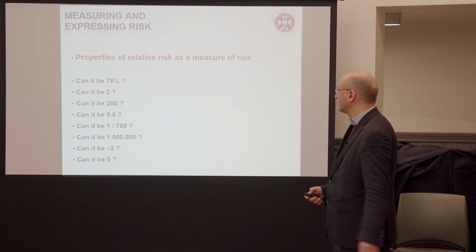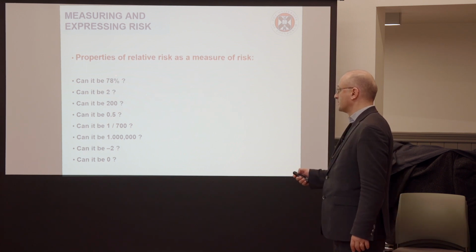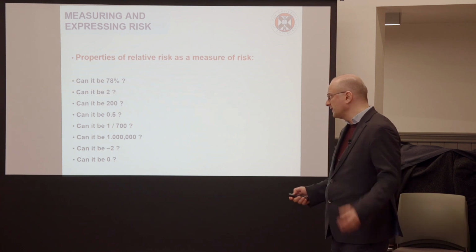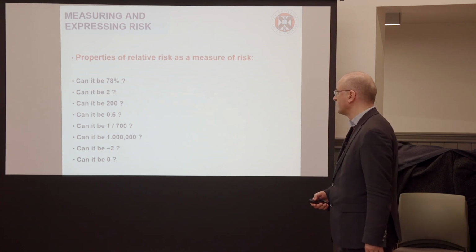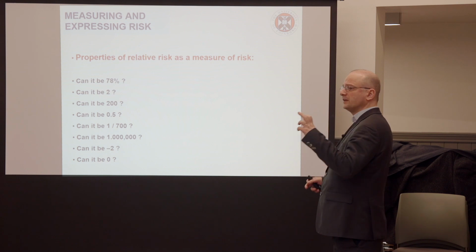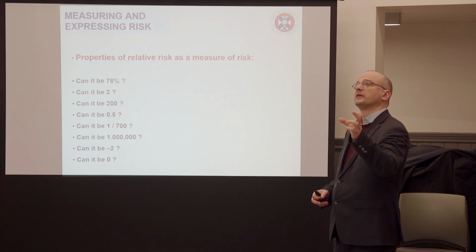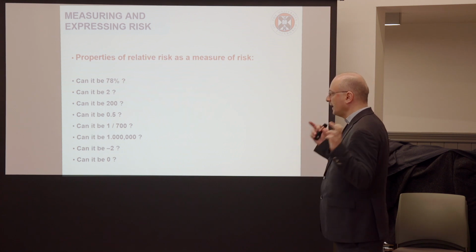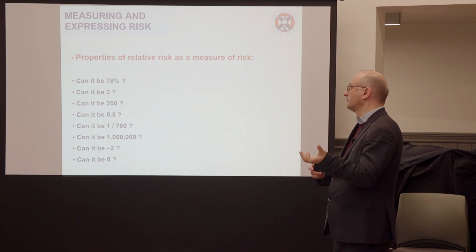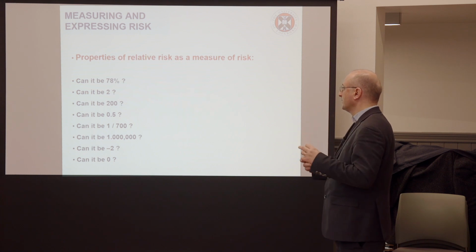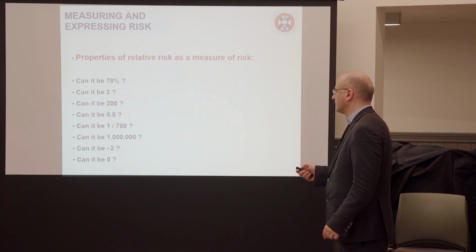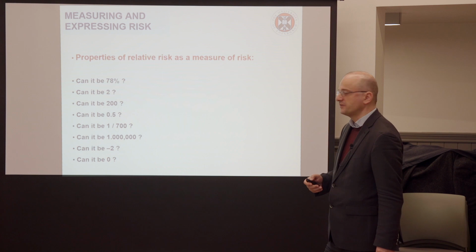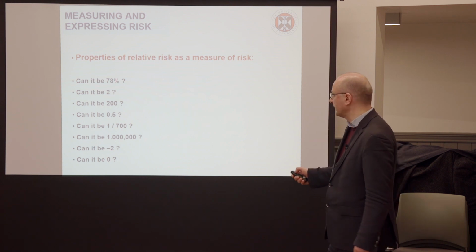Okay, let's see if you understand relative risk as a measure of risk. Do you think it can be 78%, the relative risk? So what are we dividing? We're dividing one number between 0 and 1 by another number between 0 and 1. So it can be anything which you can get by dividing one number between 0 and 1 by another. So 78% is a strange thing for relative risk, isn't it? Because that's a number less than 1.